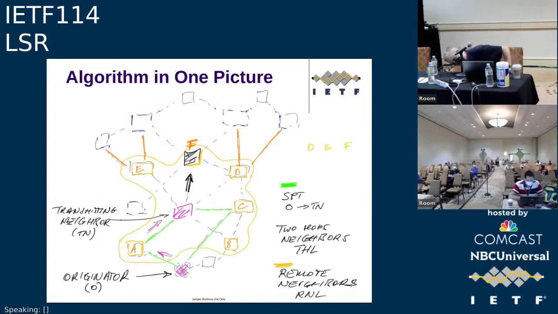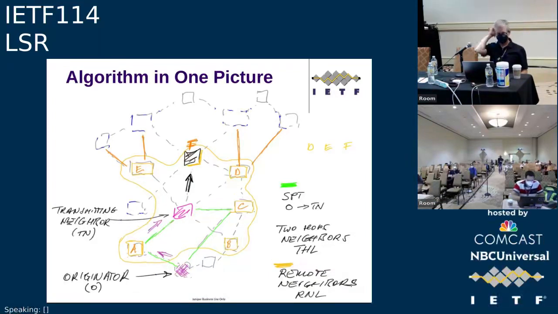So the algorithm in one ugly picture. A bunch of colors, I hope you can follow me. At the very bottom is the originator of the LSP, right? Somebody originates it, and obviously, at the first hop, you have to flood it to everyone. There's nothing to be done.